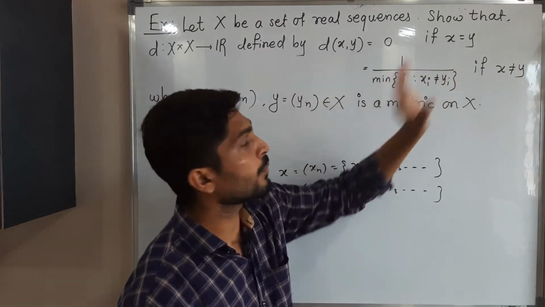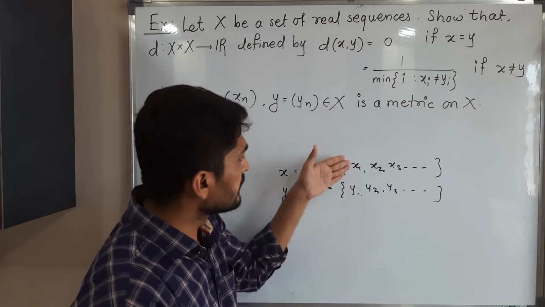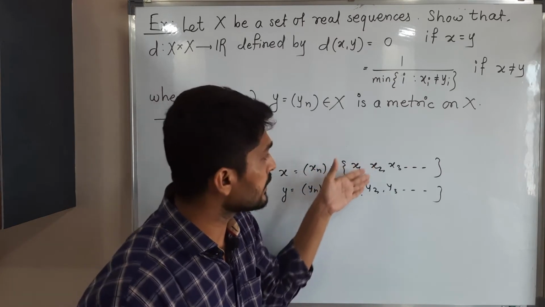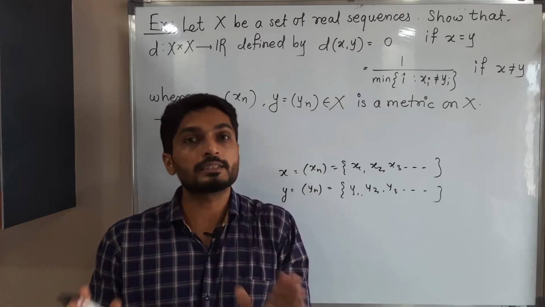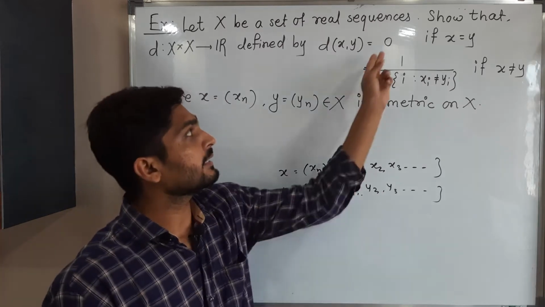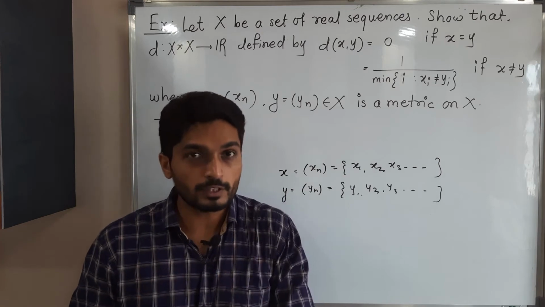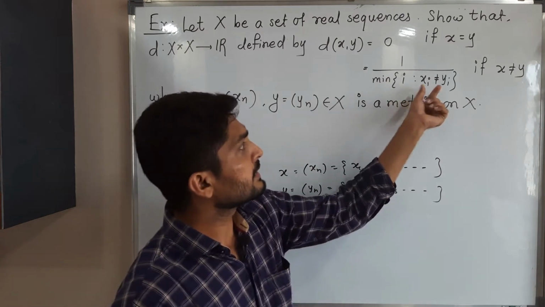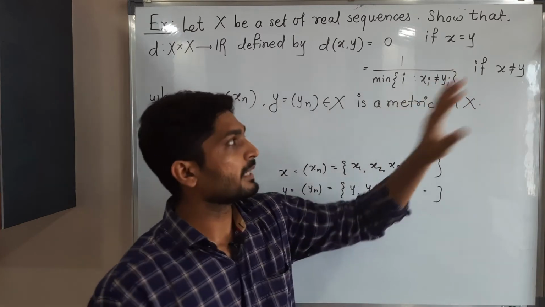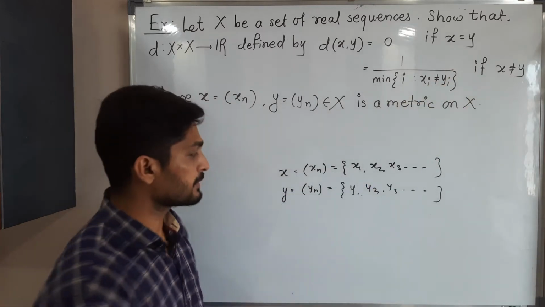If X and Y are same, that means x1 is equal to y1, x2 is equal to y2, x3 is equal to y3. If all are equal, then we can say x is equal to y, and in that case the value of D of xy is 0. But there are possibilities that x is not equal to y. Suppose we have a sequence.